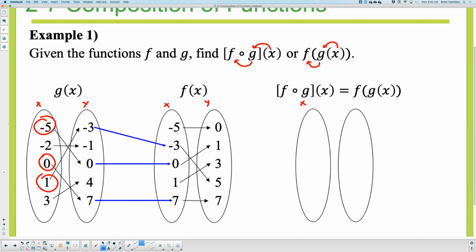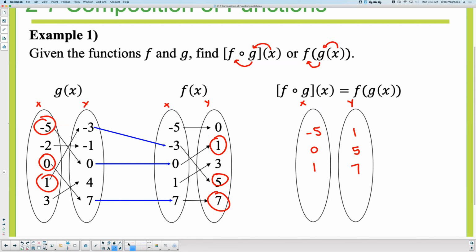-5, 0, 1. Those are the only 3 values that make the domain. So what makes the range? The resulting ones, so wherever the -3 connects to, goes to 5. 5 would make it. 1 would make it, and 7 would make it. 1, 5, and 7.